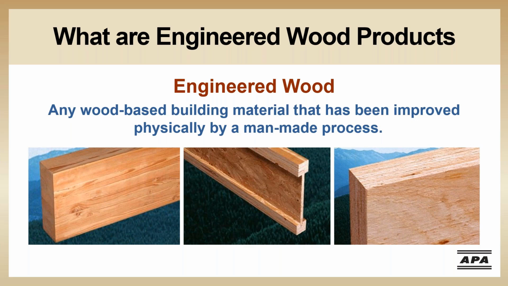So, we can begin by asking an obvious question for this topic. What is engineered wood? Engineered wood is any wood-based building material that's been improved physically by a man-made process. To simplify that, what we like to say is engineered wood basically takes smaller harvested trees. We take out the natural characteristics, things like knots, pitch pockets, scars, etc. And then we cut the logs into pieces, which then are glued back together. And what that ends up doing is making a stronger and bigger wood product than the tree we started with.